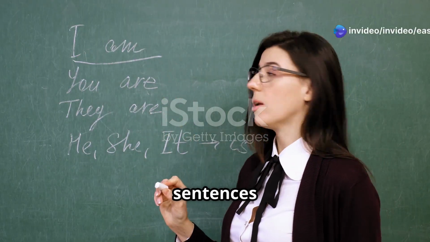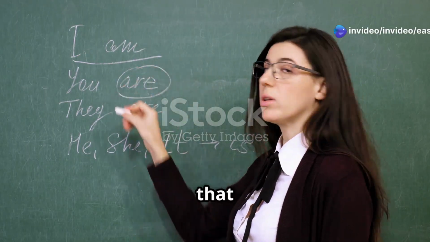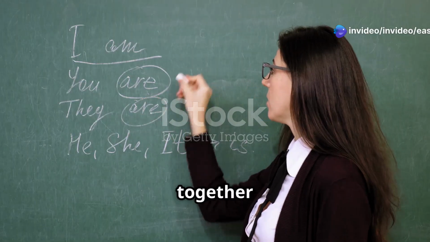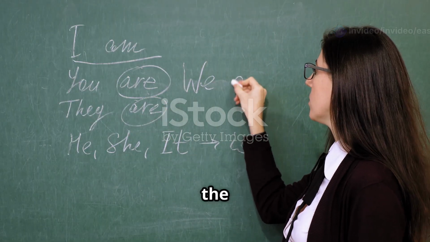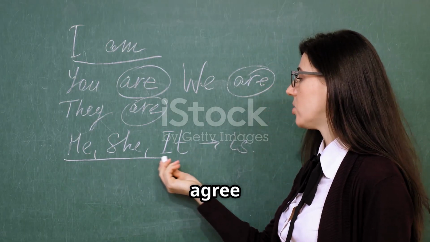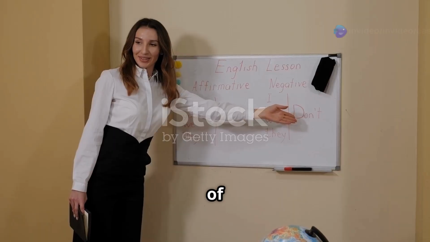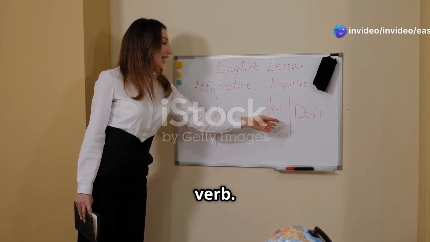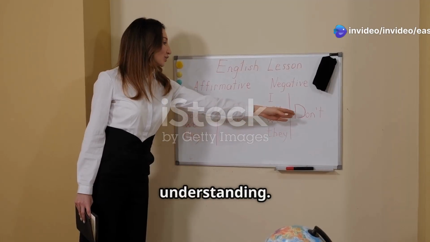In English, our sentences need to make sense. This means that the different parts of a sentence must work together harmoniously. One of the most important aspects of this is ensuring that the subject and verb agree with each other. The subject of a sentence must agree with its verb. This agreement is essential for clarity and understanding.